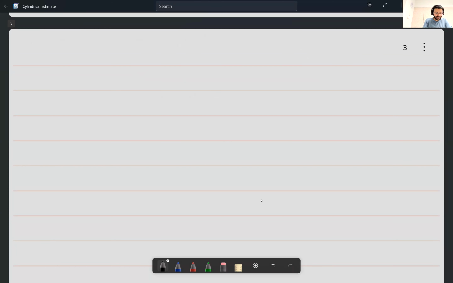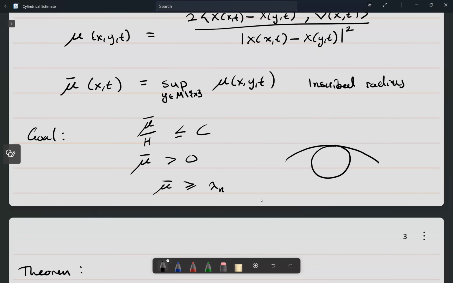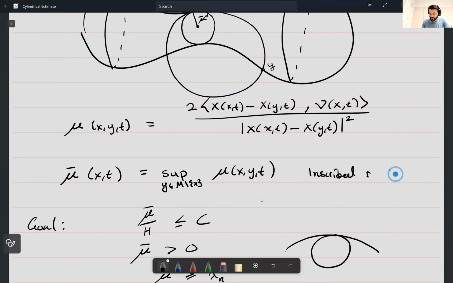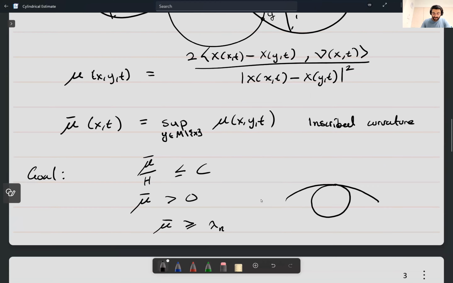So, theorem: the evolution of mu. If I take the heat operator on mu. Sorry, Vishnu, I just want to clarify. So the mu is 1 over the inscribed radius, right? It's not the inscribed radius. Yeah, that's right, sorry. What I said, yeah, inscribed curvature. Okay, thanks, that's right.